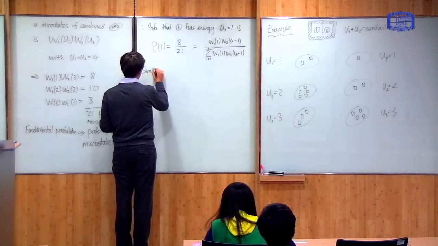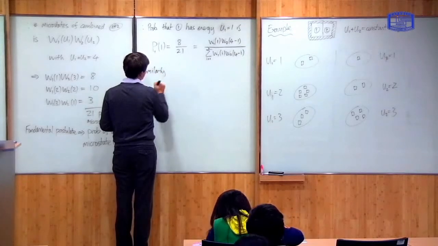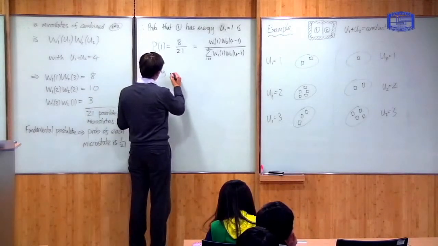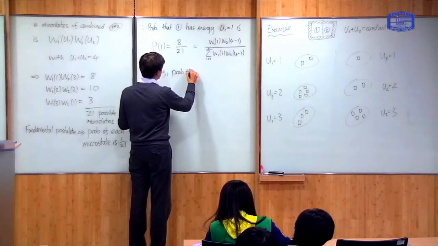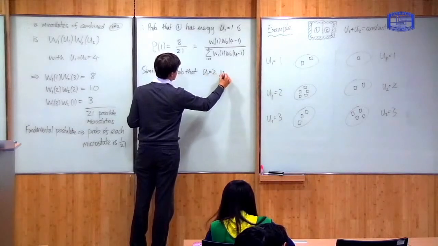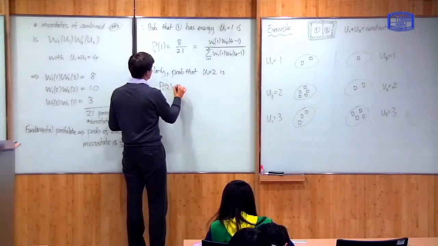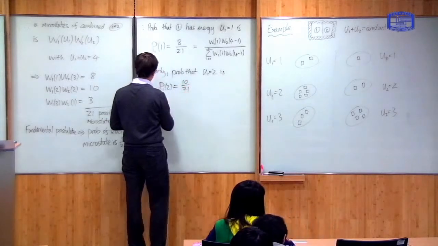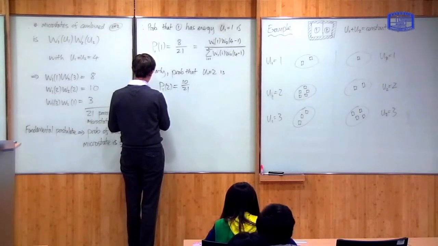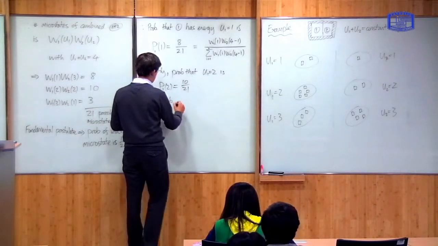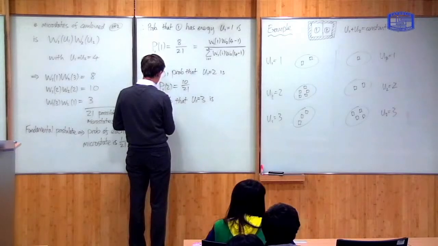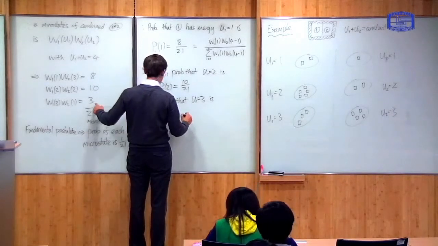So we can do the rest. Similarly, the probability that it has energy 2 is 10 over 21. So the probability that U1 is equal to 2 is P1(2) equals 10 over 21, and the probability that U1 is equal to 3 is P1(3), which is 3 over 21.